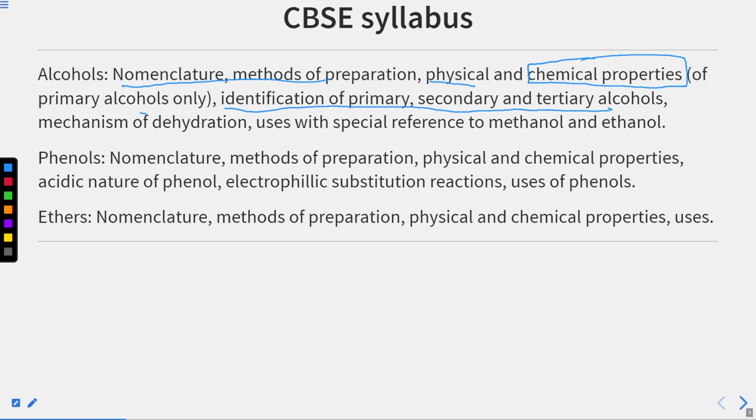And then we will see the mechanism of hydration in reference to methanol and ethanol. So you will not see the uses of methanol and ethanol today. Basically, we will be seeing the chemical properties, and especially our focus will be on the dehydration reaction and the identification of primary, secondary, and tertiary alcohols. Right. So let us start today's class.